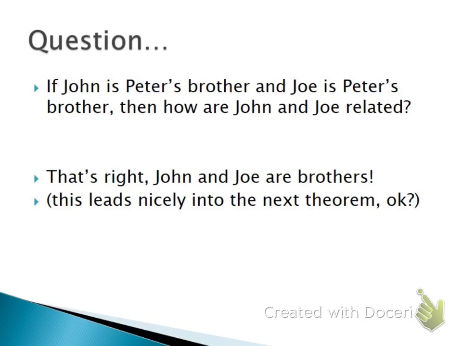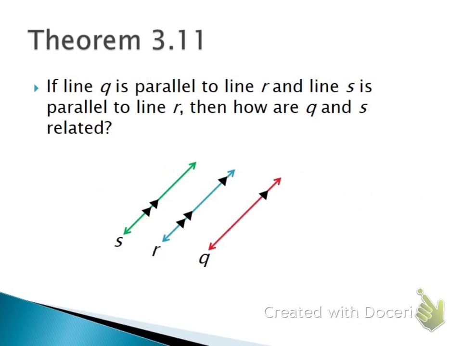All right. So here's a question just to consider. The answer is also on the board. If John is Peter's brother and Joe is Peter's brother, then how are John and Joe related? Now, unless there are more weird family dynamics that they didn't tell us about, we would probably assume that John and Joe are also brothers. Okay, this is going to lead in nicely to the next theorem.